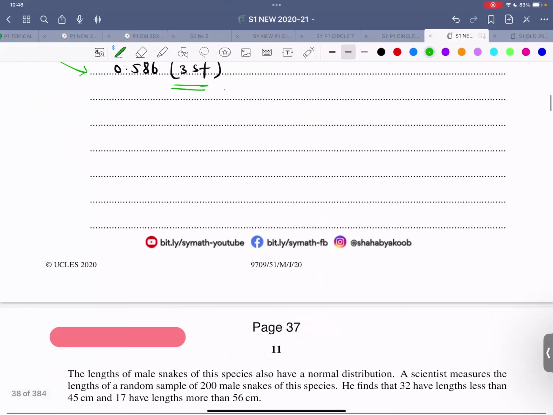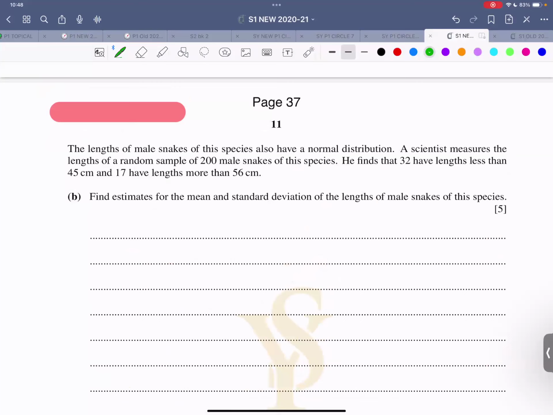Okay. So now let's look at this question. It's an extension of the same question. So this is normal continued, dot, dot, dot. Now it says the length of male snakes. So let me use another color. The length of male snakes of the species also have normal distribution. A scientist measures the length of a random sample of 200 male snakes of these species. He finds that 32 have length less than 45, 17 have length more than 56. Find estimates for mean and standard deviation of the length of male snakes of these species.